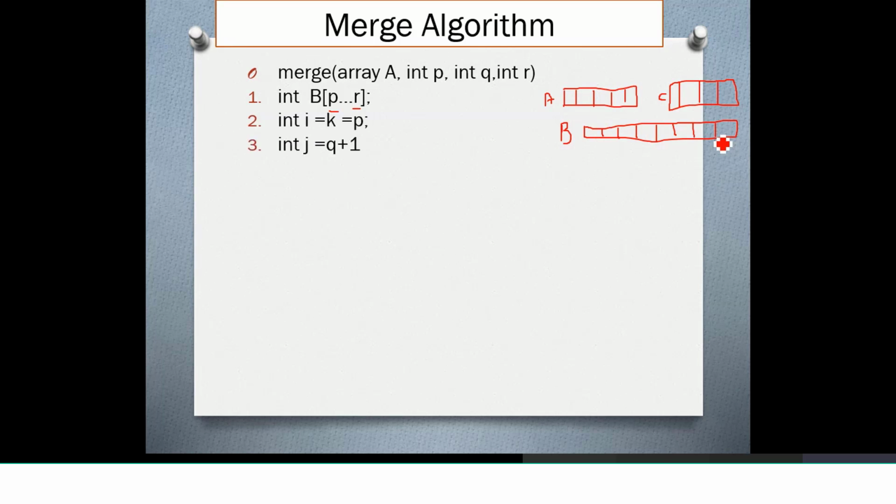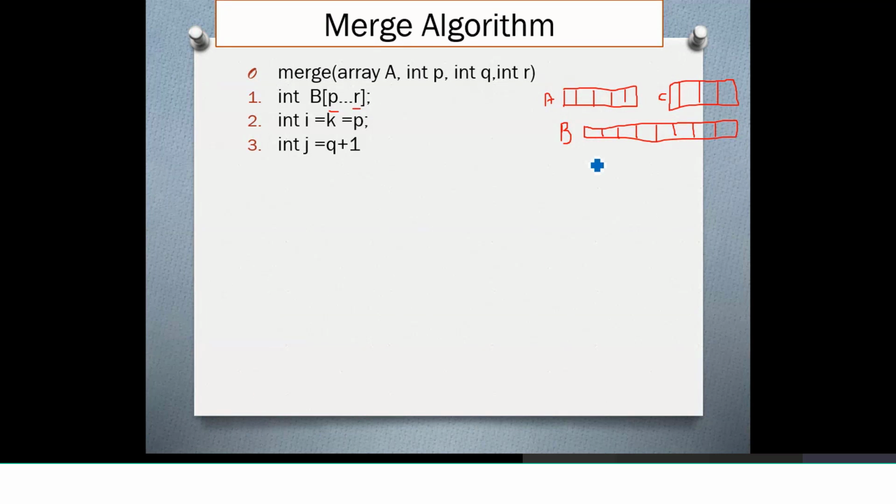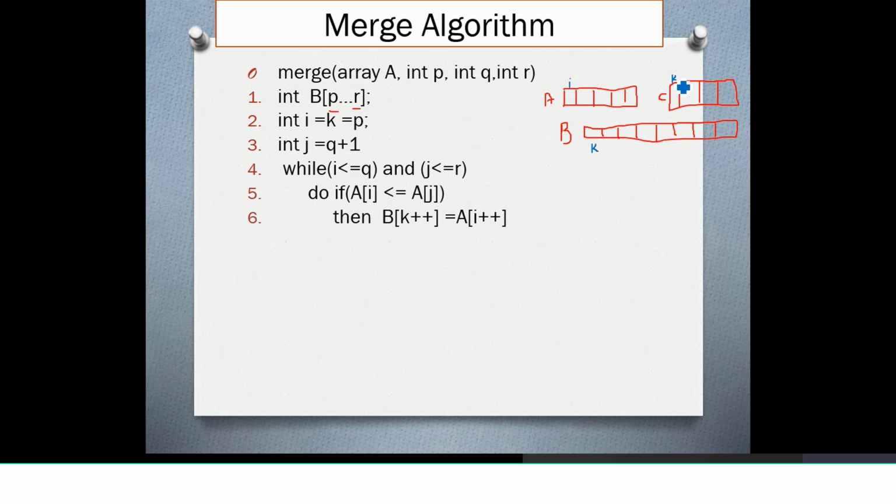So after that, we have taken some indexes. If you just want to observe these indexes, they actually reside on these arrays. For example, K is now the starting index of B. I, you will see in the later part, is the starting index of A, and J is the starting index of C. Okay, after that we have written a loop.